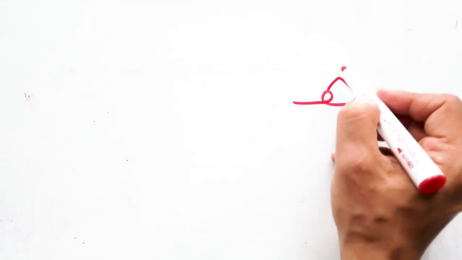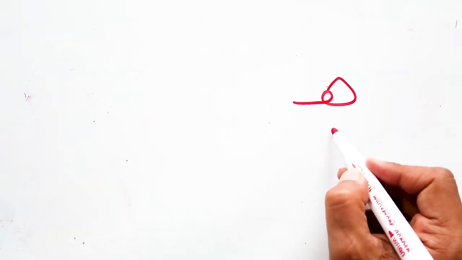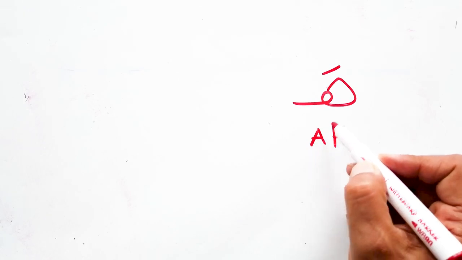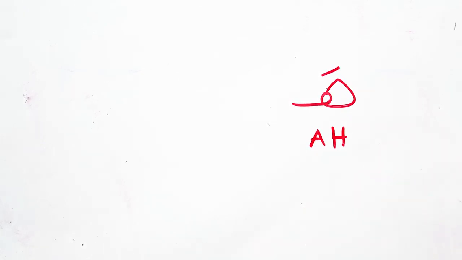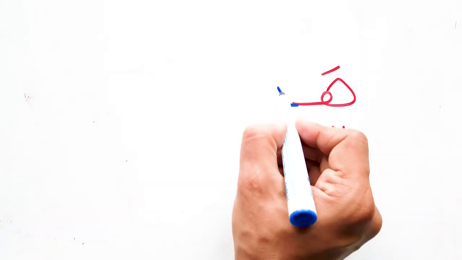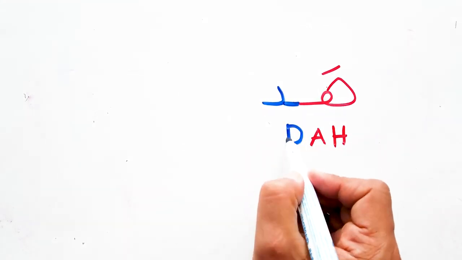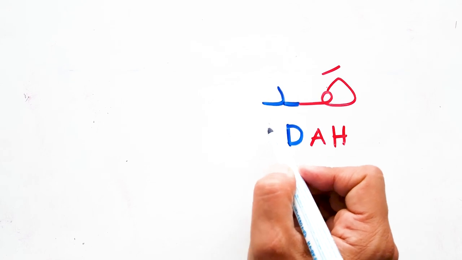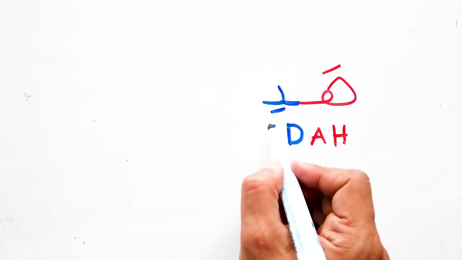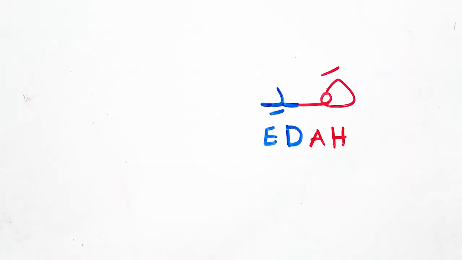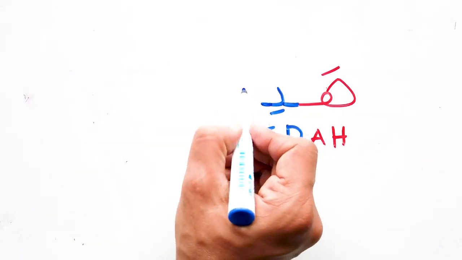Ha. The sound of H. So we have this letter. Ha. Let's write it here. Ha. Sound of A. Ha. D. Sound of D. This letter sounds like D. Ha. D. كسرة. So we must add E. D. هادي. هدية.